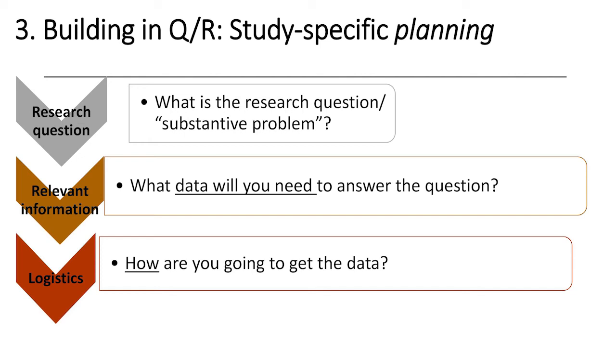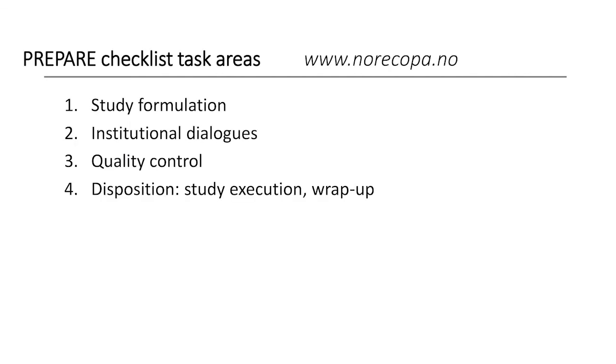What is the research question or substantive problem to be solved? What data will you need to answer that question, and how are you going to get it? And this is where the PREPARE checklist comes in, because it identifies the 4 major task areas: study formulation, institutional dialogues, quality control methods, and how the study is executed and wrapped up.